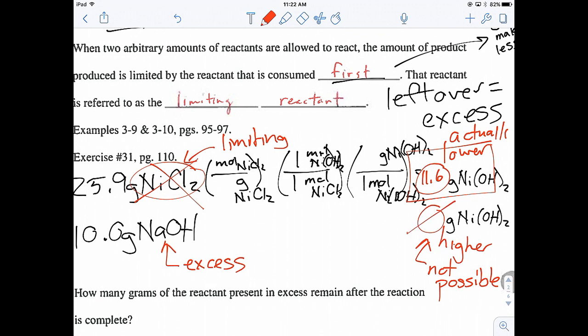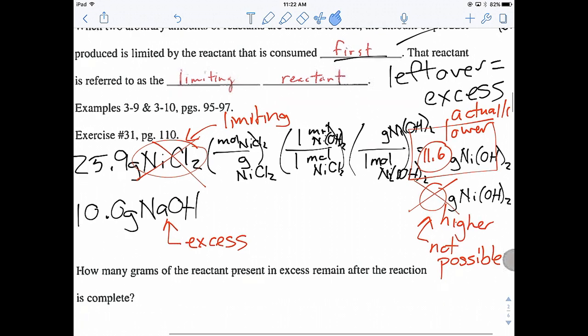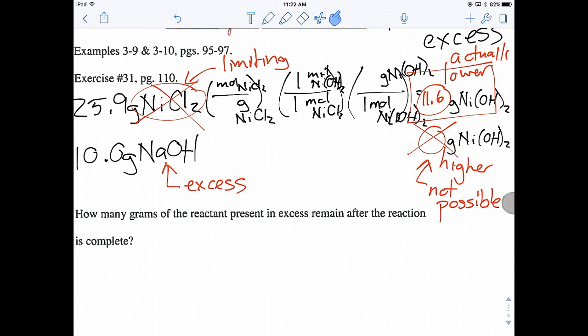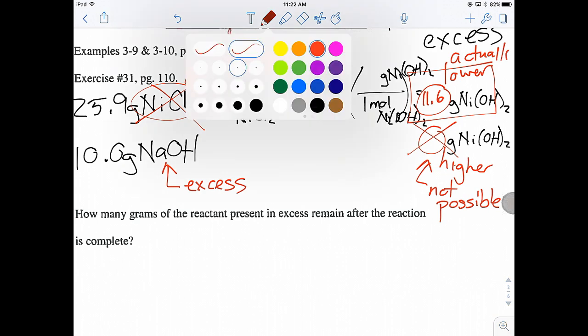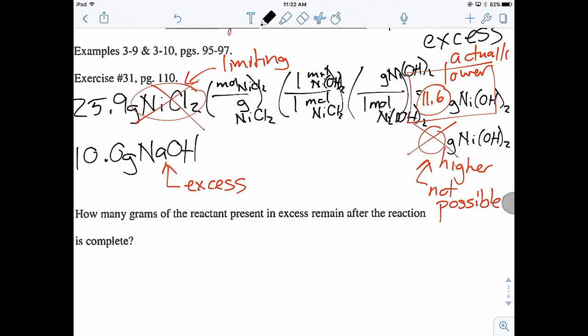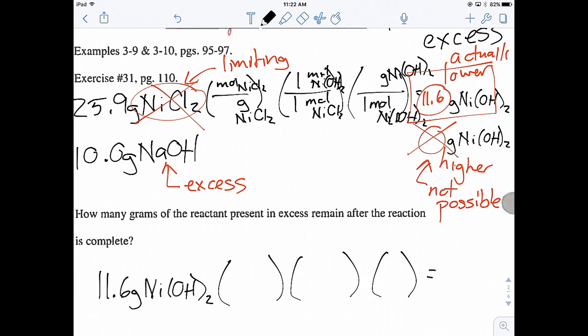And this number down here, we actually wouldn't end up caring about, because it's more than what we would be able to make. The second part of this problem asks how many grams of the excess reactant, which for us means the sodium hydroxide, remain after the reaction is complete. Now, if we know that we started with 10 grams, to figure out how much is left, we need to figure out how much we used. Previously we found that we're going to produce 11.6 grams of the nickel hydroxide. So with that, we can convert that. This is how much is produced.